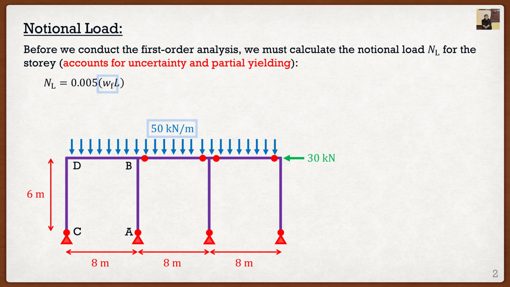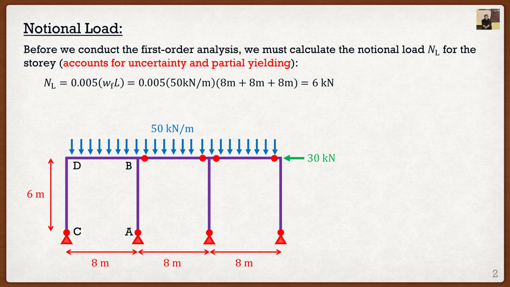So the total load is going to be WF times L, where we know that WF is the 15 kilonewtons per meter, and we know that this acts over a length of 8 plus 8 plus 8 meters. So all I have to do is substitute that into the equation. We get the following. And if I do the math, I get that this is actually equal to 6 kilonewtons.